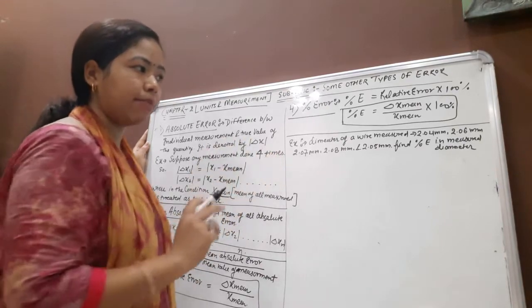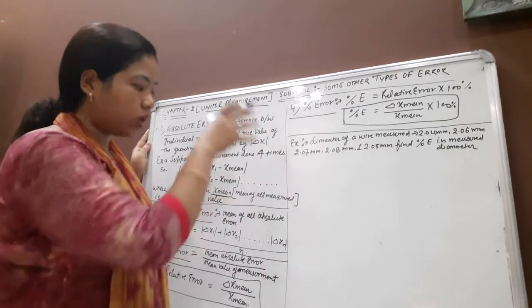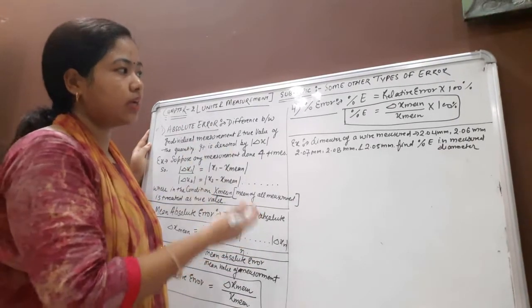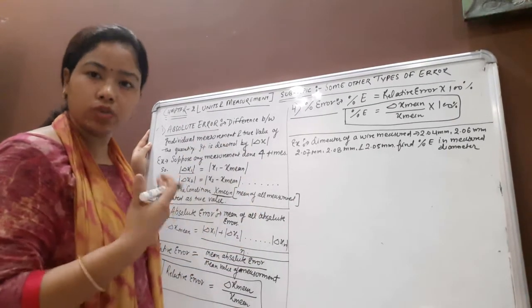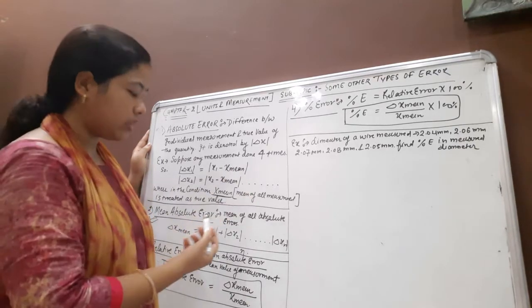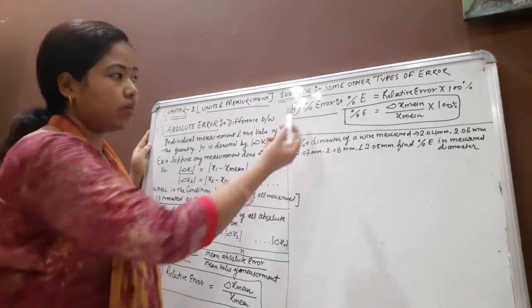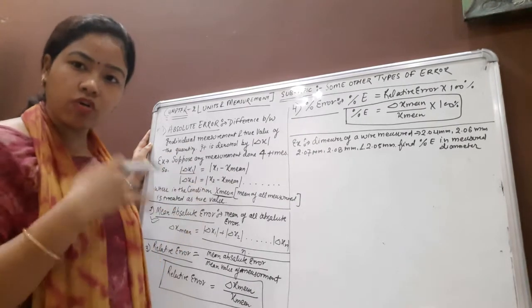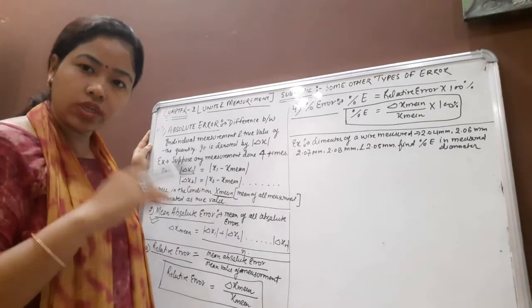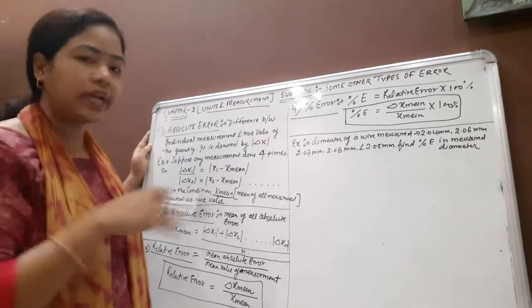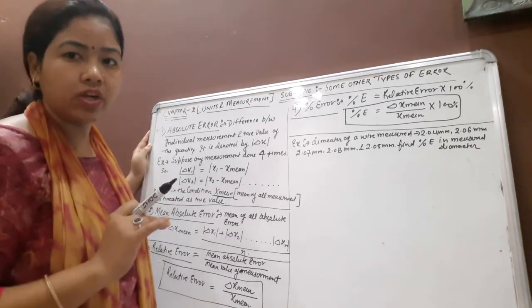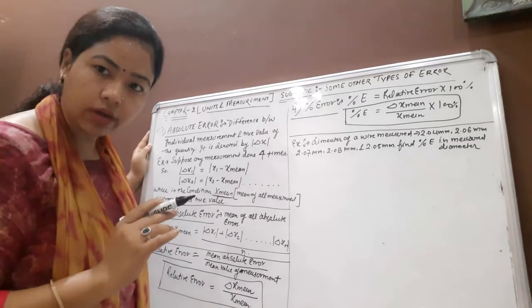By this example, we will understand all the steps and all the types of error, because these 4 types of error are related to each other. If you do not have the value of the mean absolute error, you cannot have the value of the percentage error. So step by step, if we want to calculate the percentage error, very first we have to calculate the absolute error, then the mean absolute error, then the relative error, and lastly we will get the value of the percentage error, right?